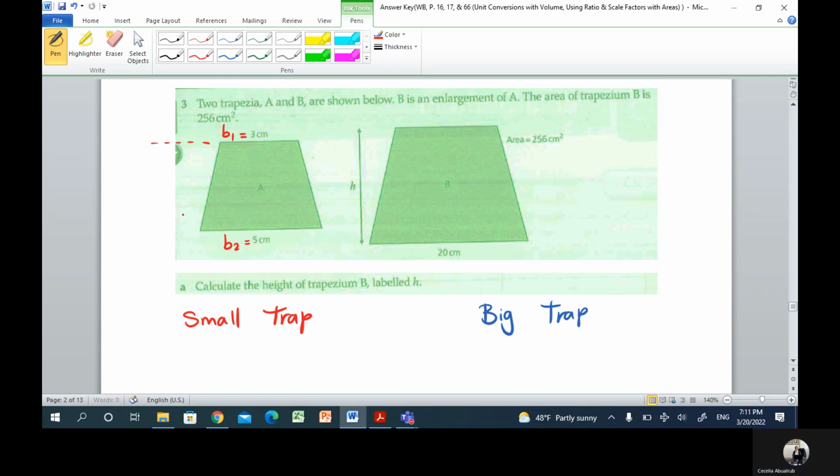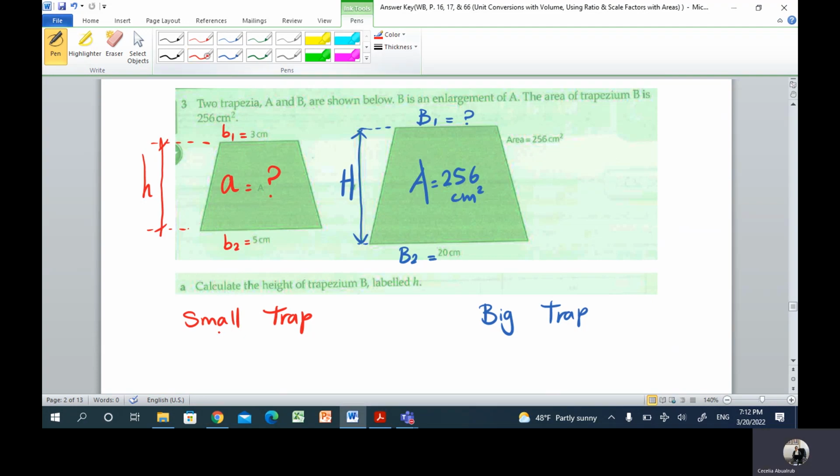What is missing here is small h, right? And what is missing here is the big, or B1, capital B1 is unknown, and capital B2 is equal to 20. I'm going to call this from here to here capital H, okay? And the area is given to us as 256 centimeter squared. And the area of the small trapezium is unknown. Perfect. Now that we identify what is given and what is unknown, we can start working out.